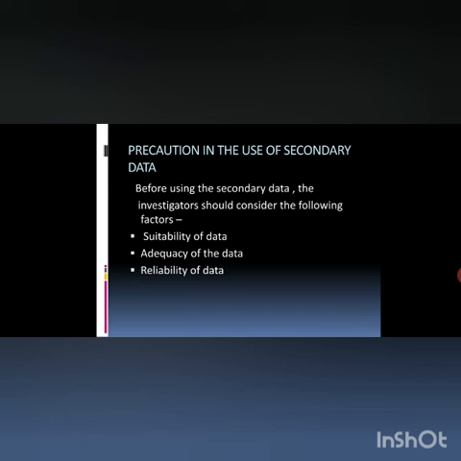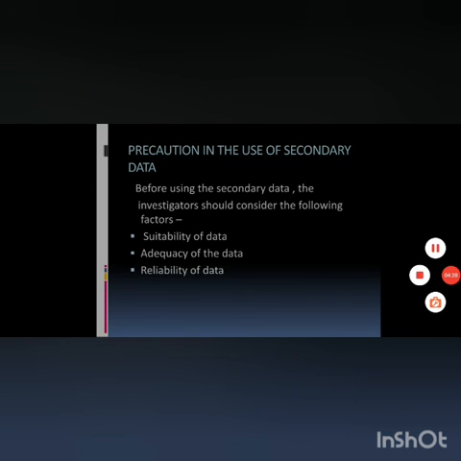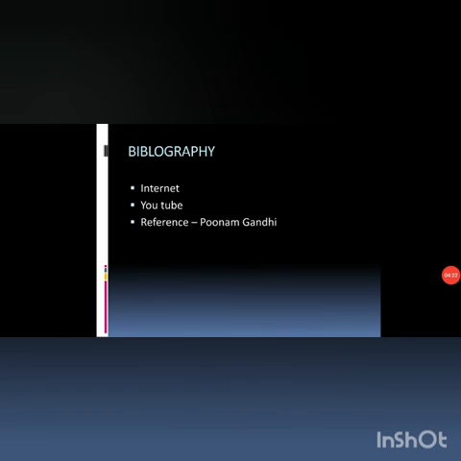Precaution in the use of secondary data. Before using this secondary data, the investigator should consider the following factors. First, suitability of data. Second, adequacy of the data. Third, reliability of data. Bibliography means from where I have collected this information. I have collected this information from the internet. Second, YouTube. Third, reference of Poonam Gandhi.